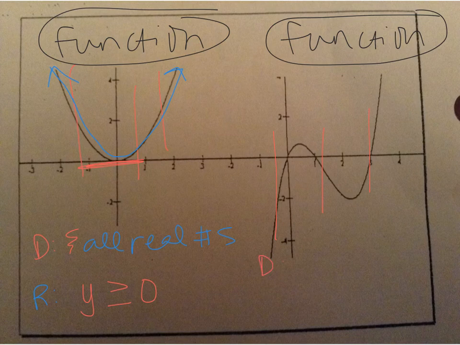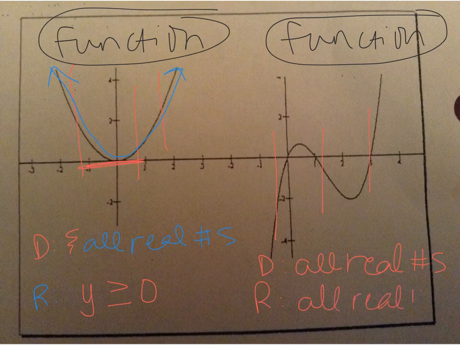The domain on this second function is actually going to go left and right forever, so that's all real numbers. And it's going to go up and down forever, so the range is also all real numbers. There's no restrictions there.